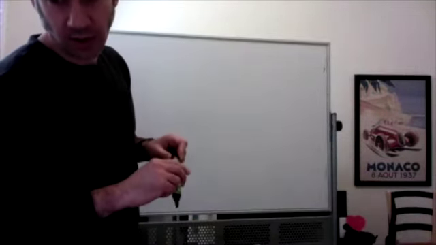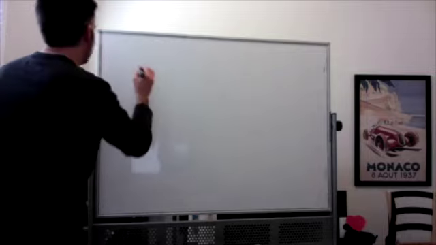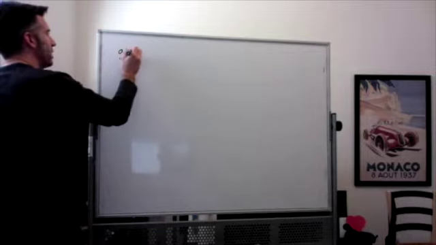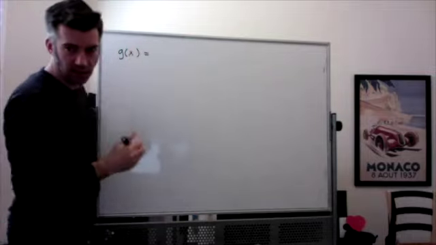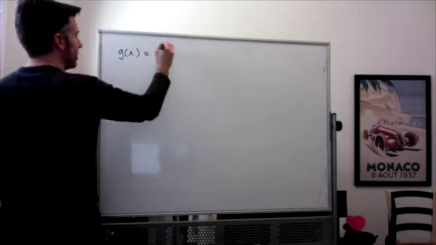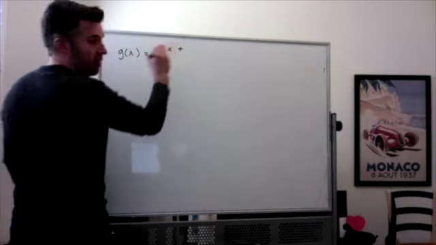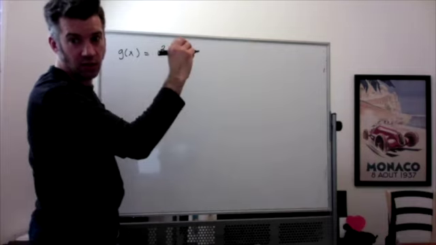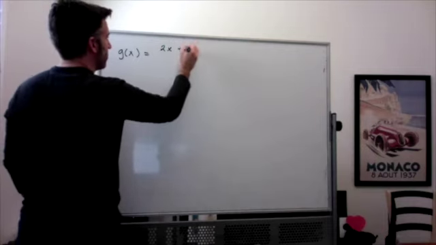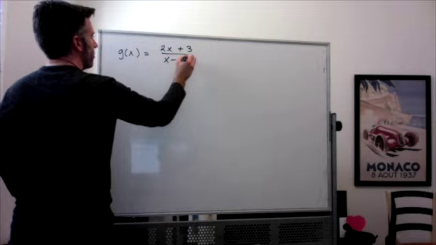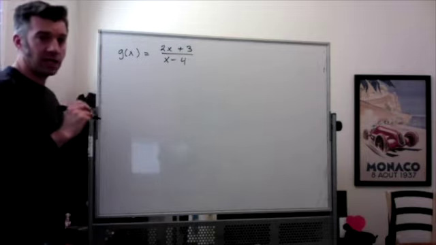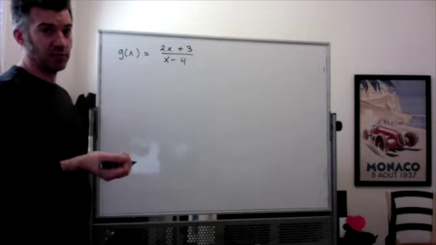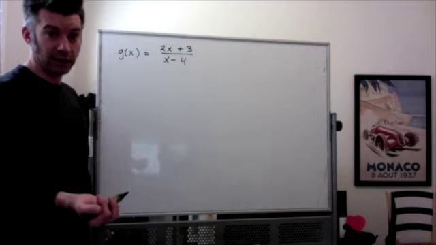Let's do this next one. Let's find the inverse of. So I'm a fan of this particular type of function because it is a little bit more work. Let's find the inverse for g of x equal to 2x plus 3 over x minus 4. And notice, unlike any of our previous examples, this function has more than one instance of the variable x.